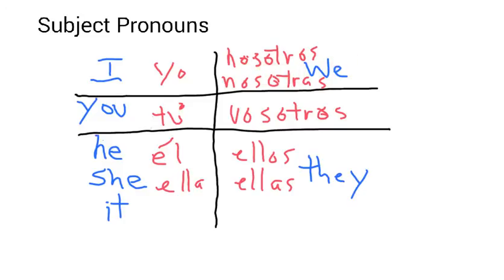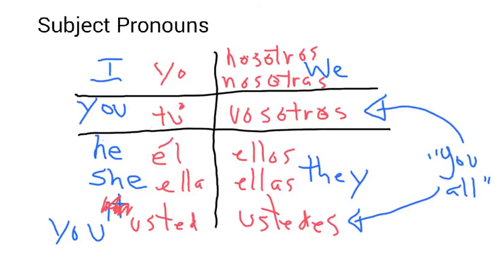You'll notice in Spanish there is no word for the word it. Everything in Spanish is either a he or a she. There is, however, the word usted and ustedes, which we do not have in English, both of which mean you. The ustedes and the vosotros both mean you all. That is, there's more than one of you.